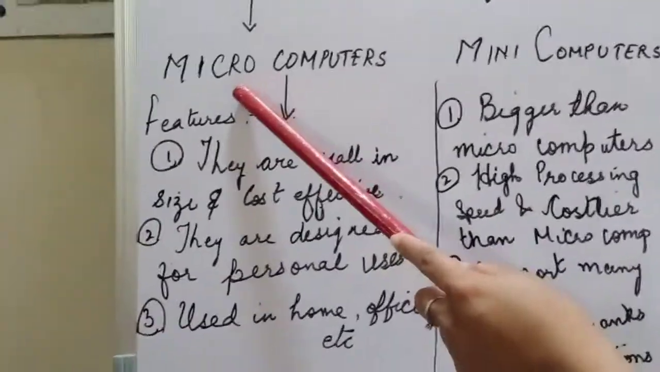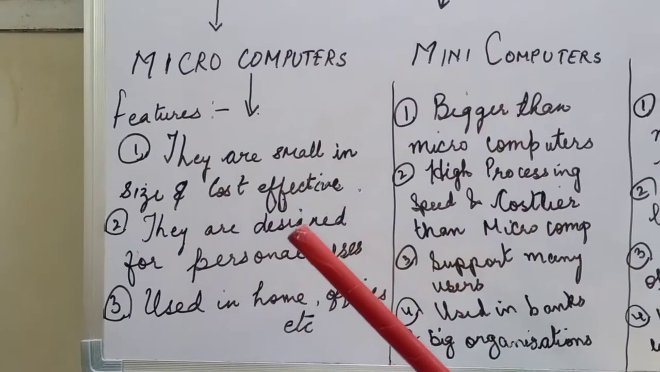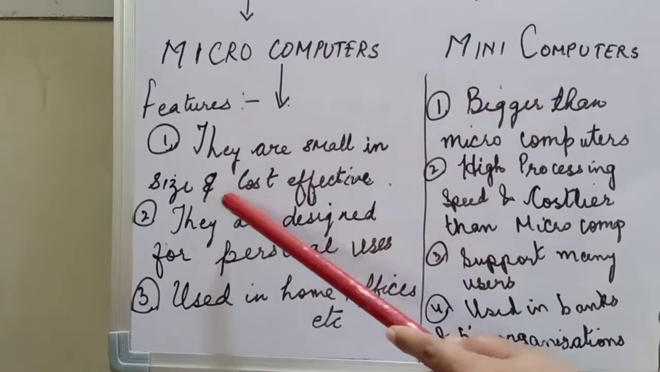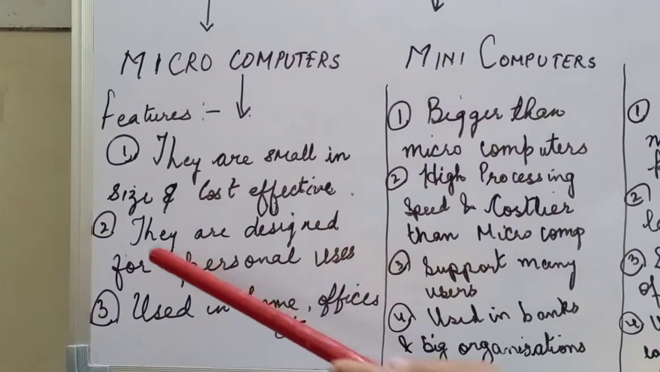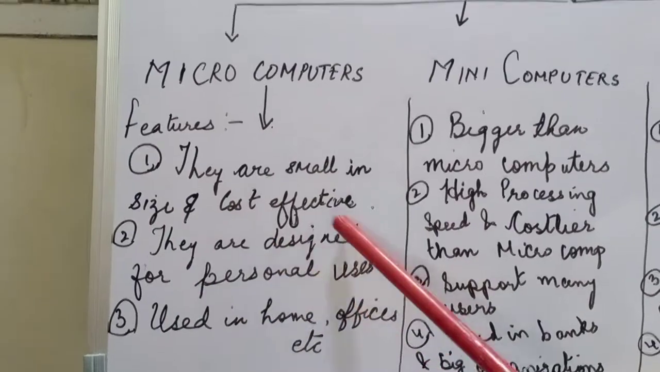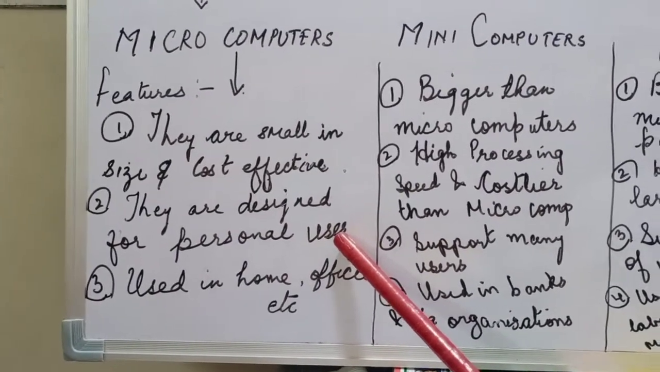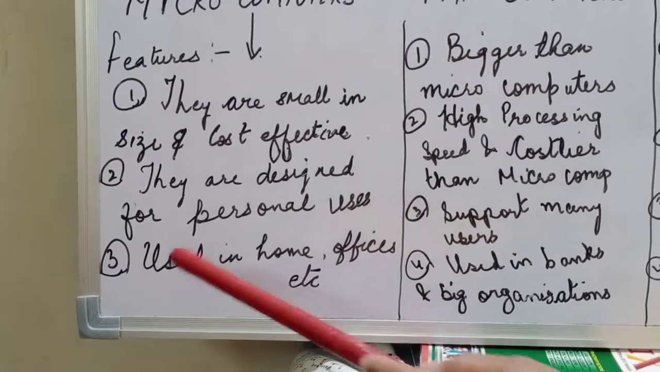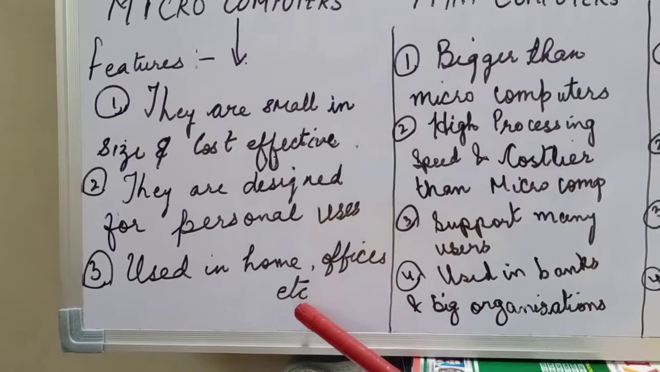So when we talk about microcomputers, the features of microcomputers are as follows. The first one is they are small in size and cost effective. It means they are less expensive. Second is they are designed for personal use. Like desktops, laptops, notebooks, palm tops, they are all used for personal use. And generally they are used in homes, offices and so on.